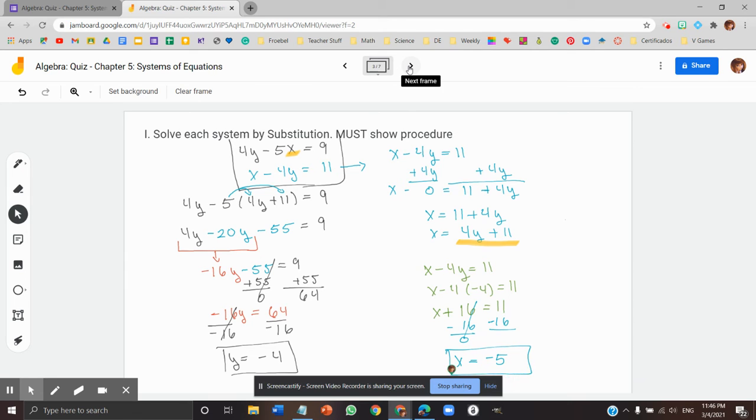And again, the way that I'm going to show my answer is in that coordinate way with x and y, with that plot right there. And what is my x? My x is negative 5. And what is my y? My y is negative 4. X and y, just in case.